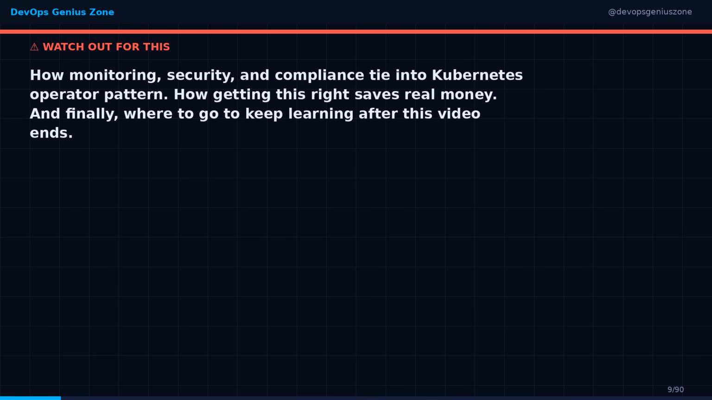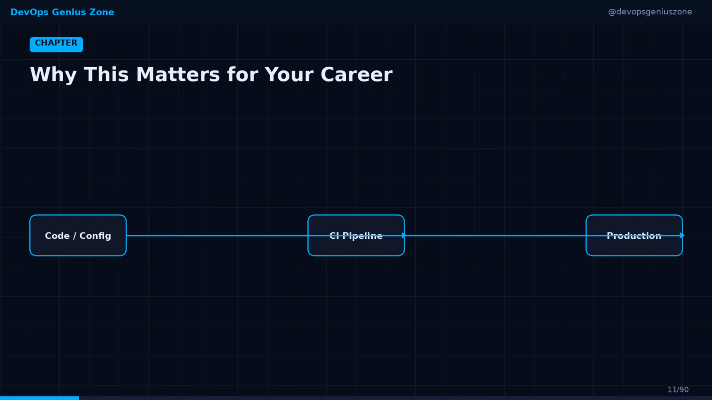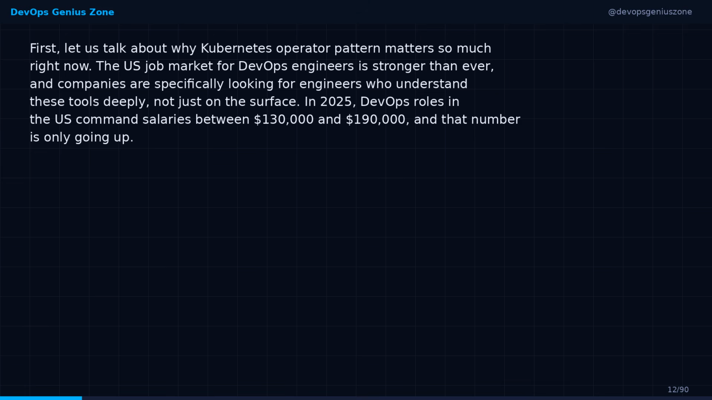Let's get into it. First, let us talk about why Kubernetes operator pattern matters so much right now. The US job market for DevOps engineers is stronger than ever, and companies are specifically looking for engineers who understand these tools deeply, not just on the surface. In 2025, DevOps roles in the US command salaries between $130,000 and $190,000, and that number is only going up. Knowing Kubernetes operator pattern inside and out can literally change your career trajectory.